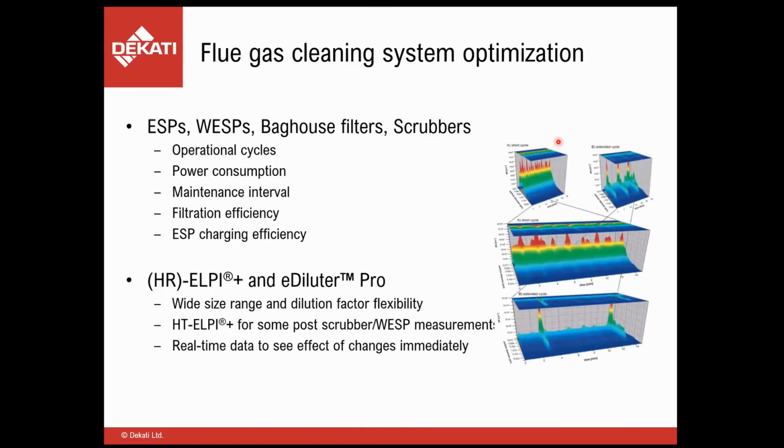Then to a little bit lower temperature measurements, when we are talking about measurements after flue gas has been cooled down in the heat exchangers. In the combustion plants, different methods are used to eliminate the dust or the PM from the flue gas, like electrostatic precipitators, wet electrostatic precipitators, baghouse filters, scrubbers, and so forth.